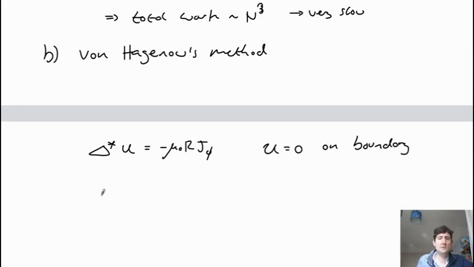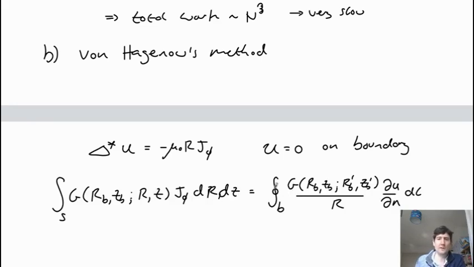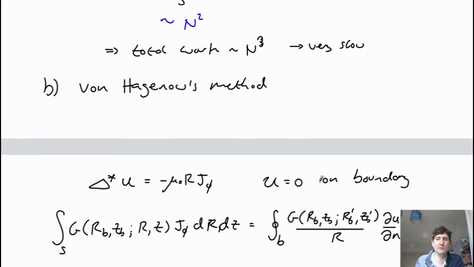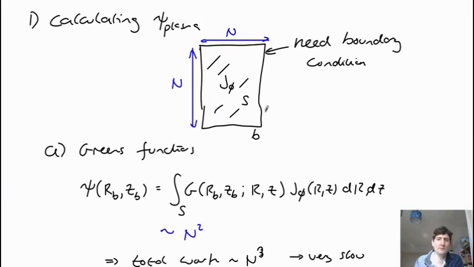And what you can show is that the solution to this equation has the following property. You can find in textbooks, for example, derivations where the surface integral, the integral over the 2D domain R-Z of the Green's function, so this was the n squared calculation, is equal to the integral over the boundary, over the length dl, of this Green's function over major radius, and then here is the gradient with respect to the normal. So this is the gradient perpendicular to the boundary. Here, this is the normal direction, which is perpendicular.